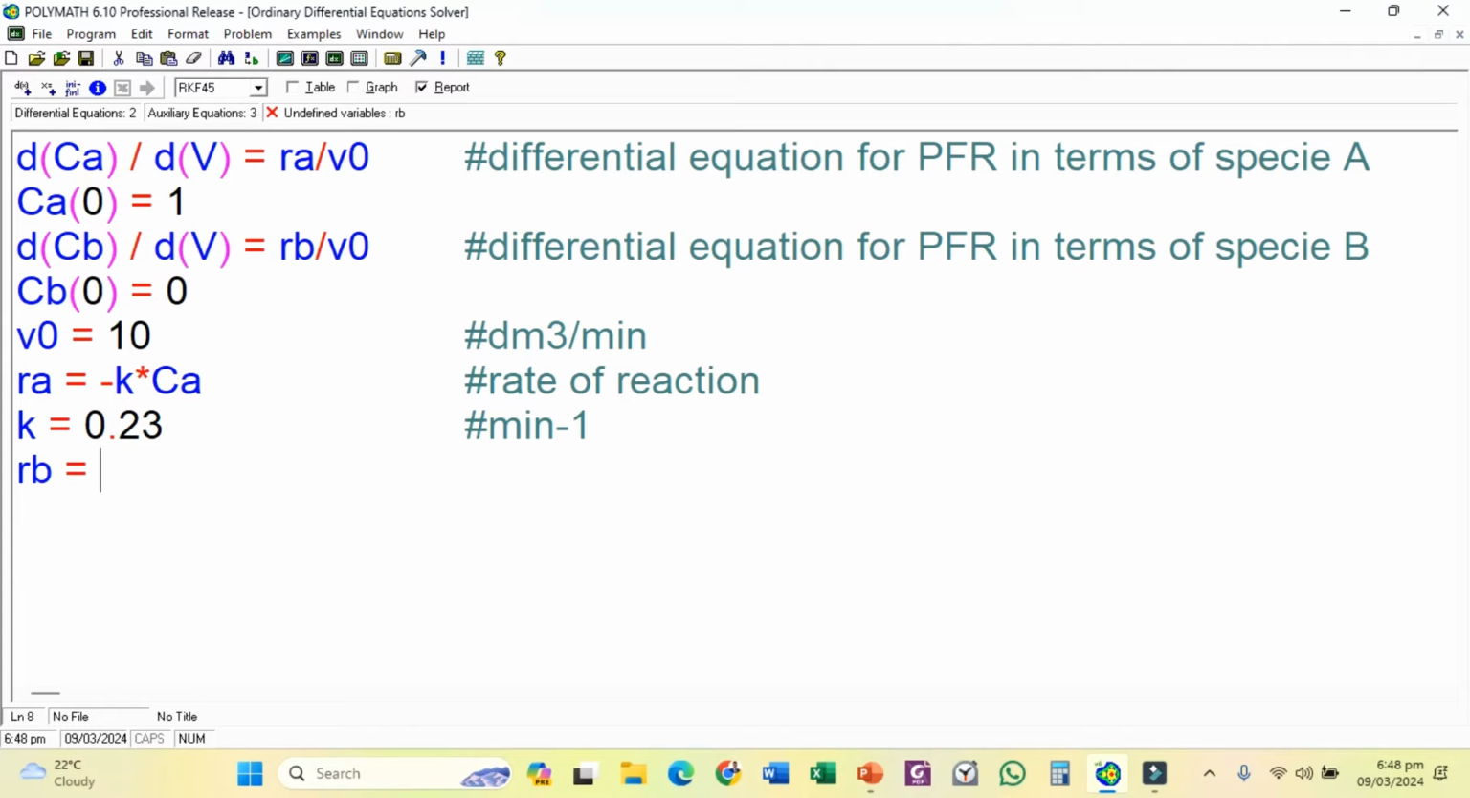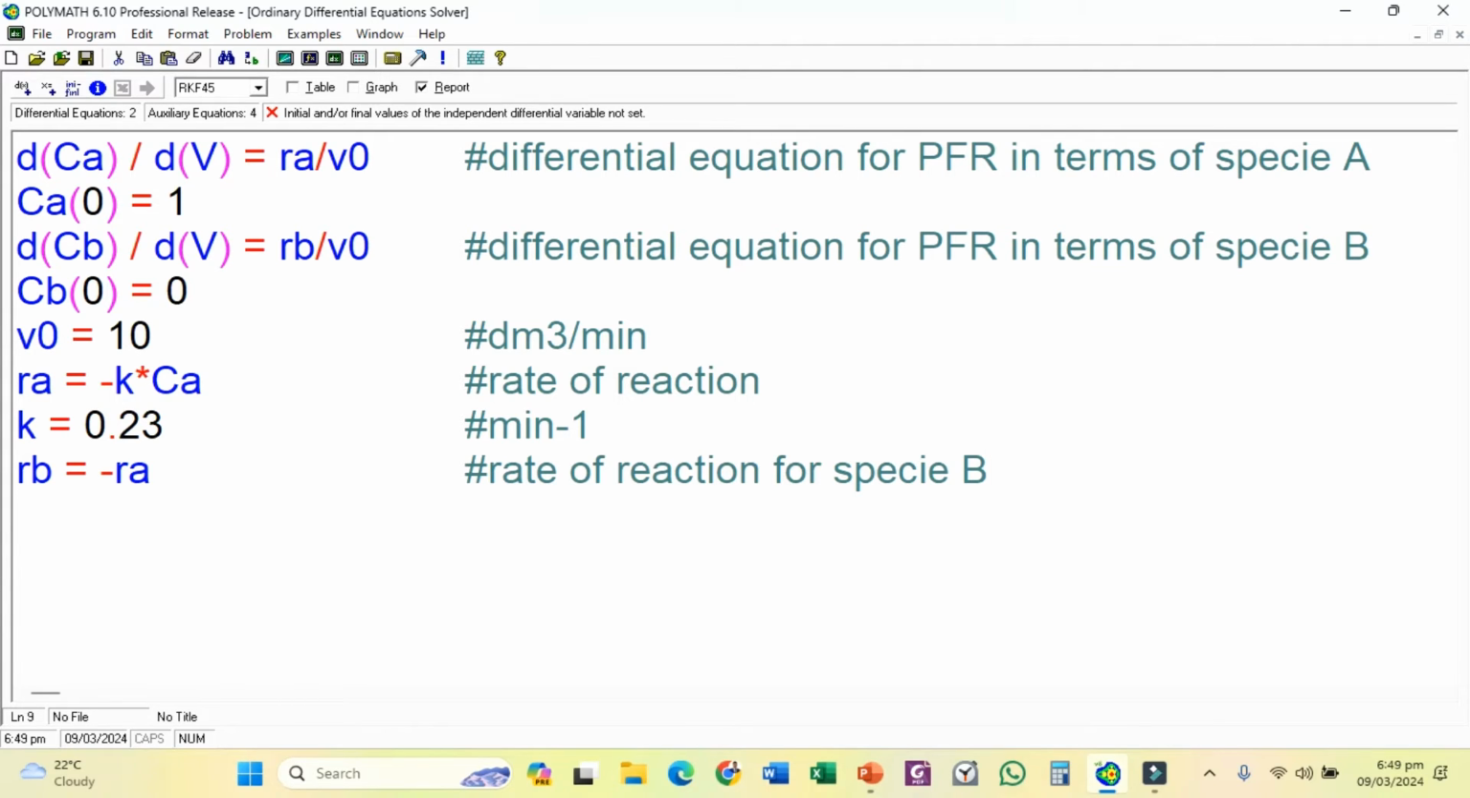Then RB, rate of reaction for species B, that is equal to rate of reaction for species A. But we had said RB is equal to minus RA. So these are the previous concepts which we have studied in our previous chapters, or you can say simply the relative rate concept here. Rate of reaction for species B.